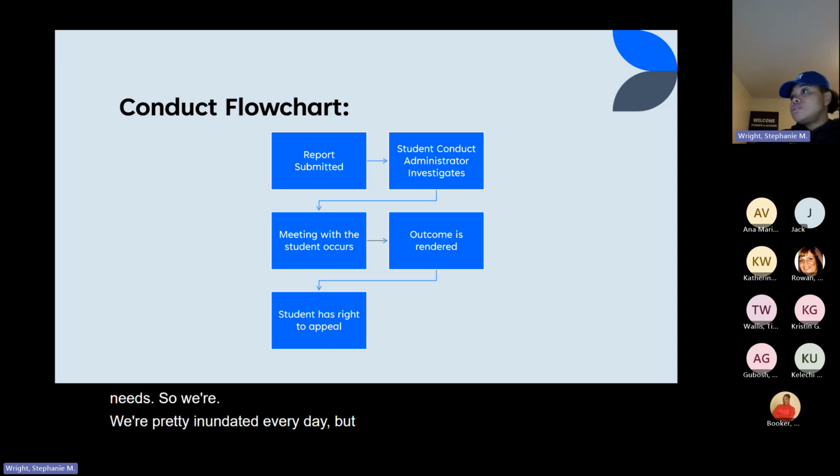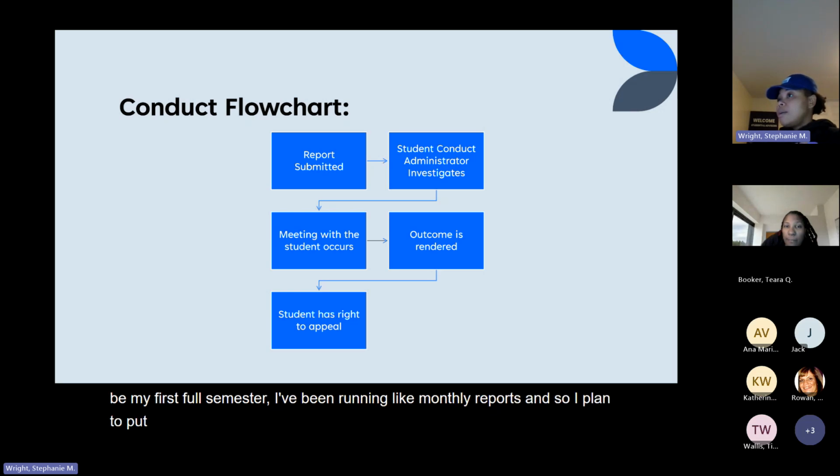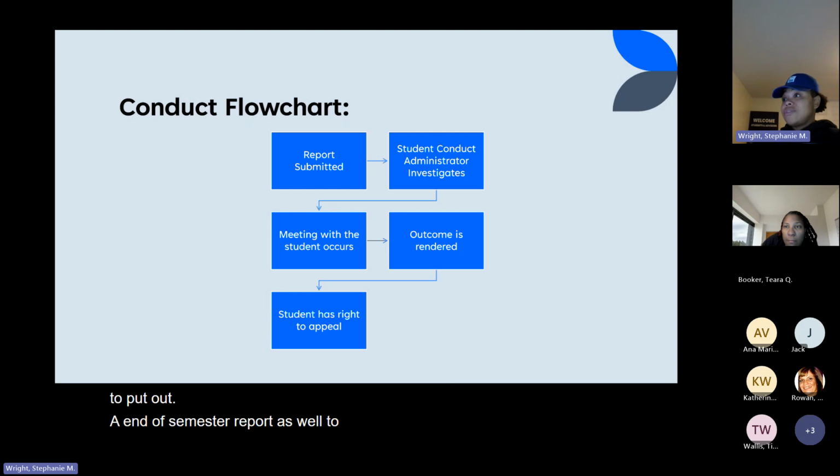But now that this will be my first full semester, I've started running monthly reports. And I plan to put out an end of semester report as well to say, this is all the stuff that my team has dealt with.